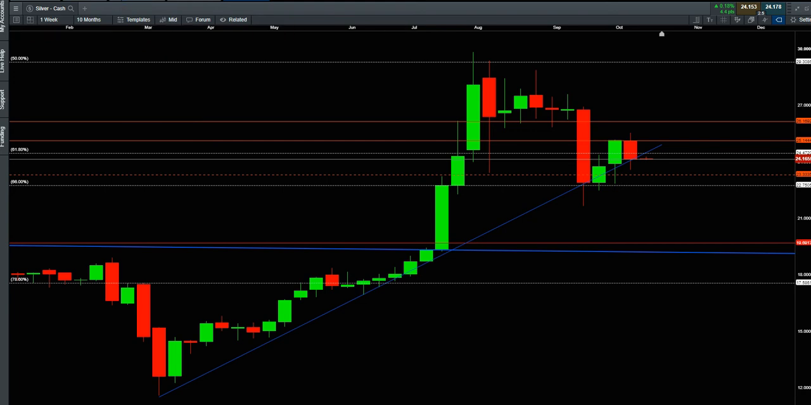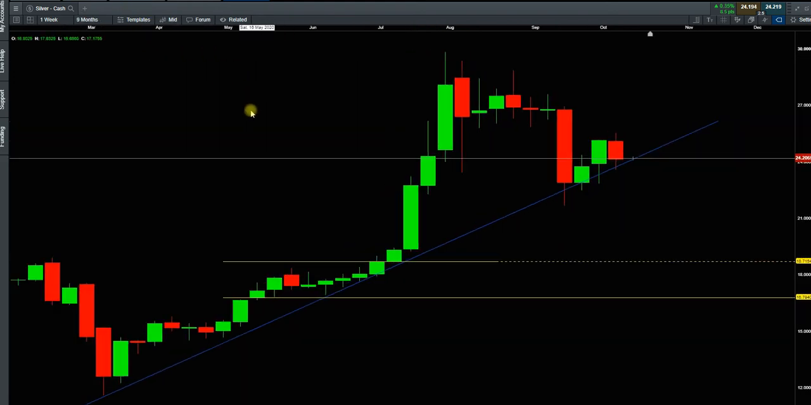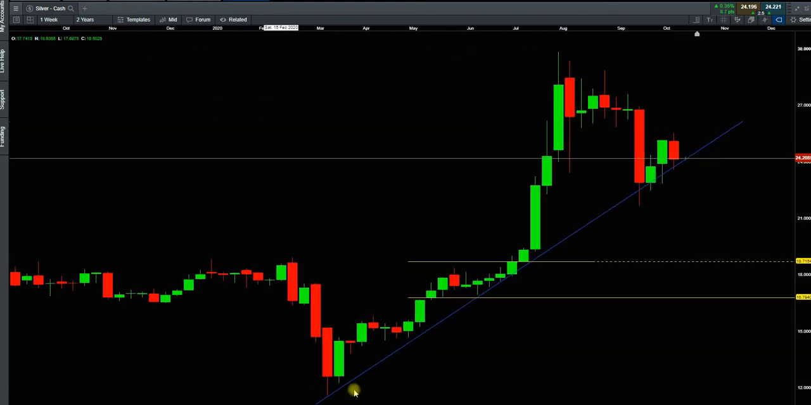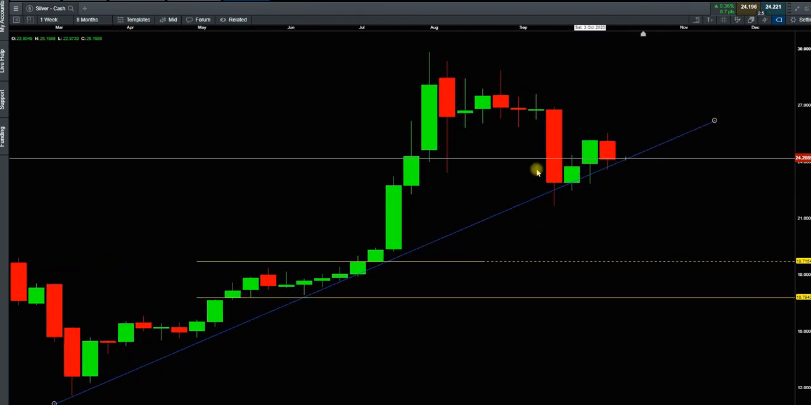So let me clean this. Yeah, if you see a trend line here, we have a bullish trend line here, and silver, to be honest, is holding up pretty well above this trend line. However, this is a very, very bearish pattern. This is an inside bar bearish pattern, and believe me or not, it's probably going to go down.